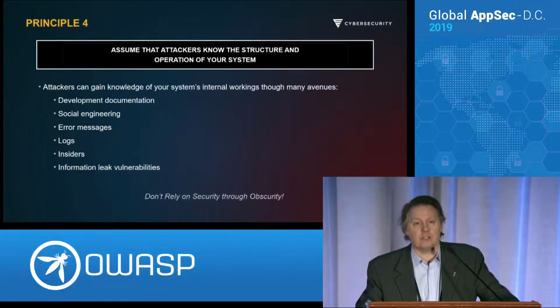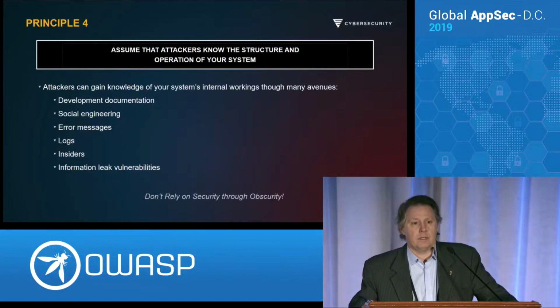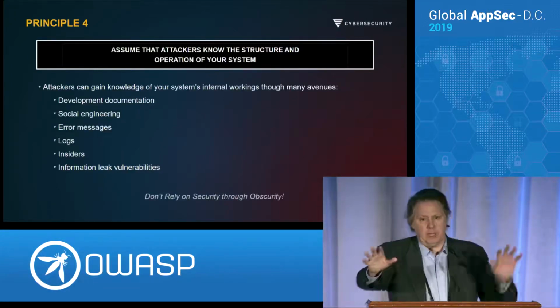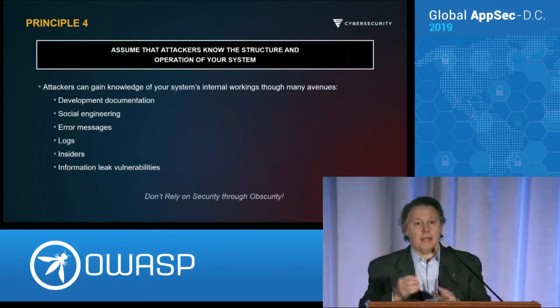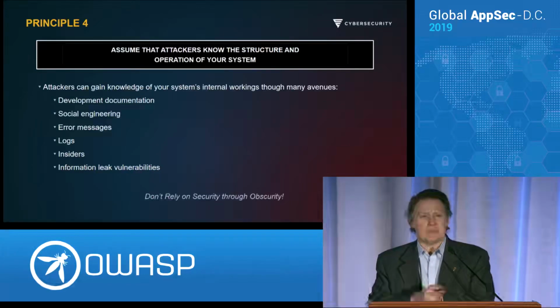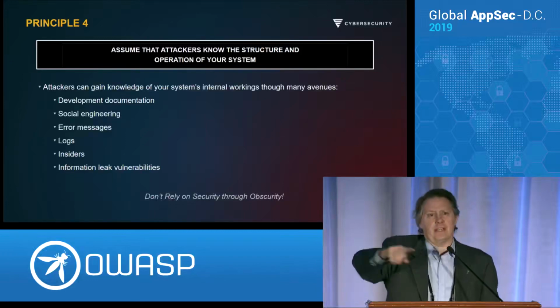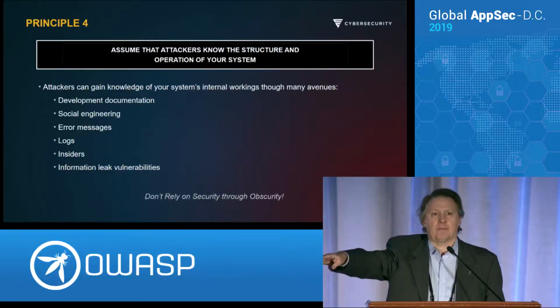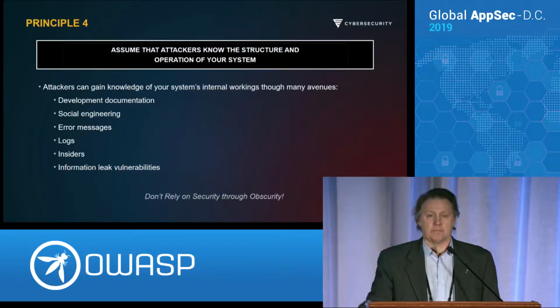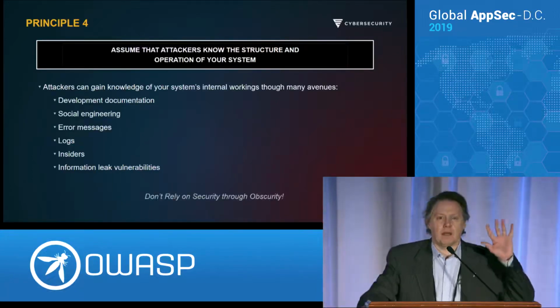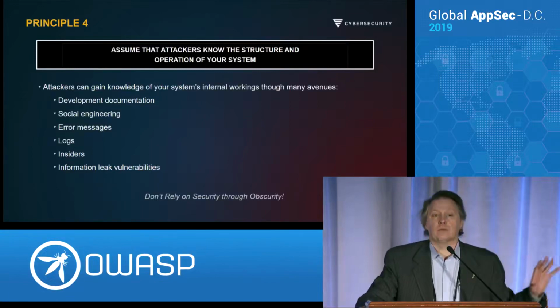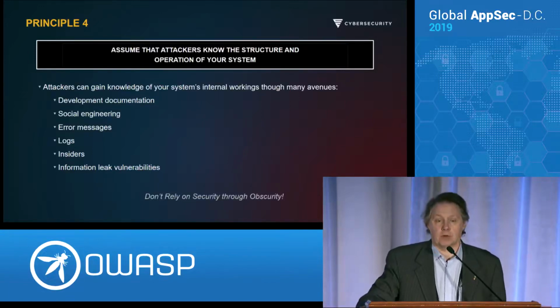Okay, 4. This is one that we apply religiously at NSA. Assume that attackers already know the structure and operation of your system. If you're in a security meeting with your friends or clients, or enemies, whoever, and they say, well, we don't think that this interface over here is subject to attack because nobody knows it exists, you can throw the BS flag, okay? Don't assume your attackers don't know how your system works, because they will.